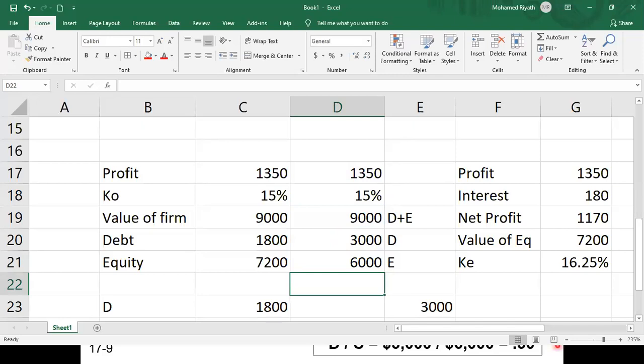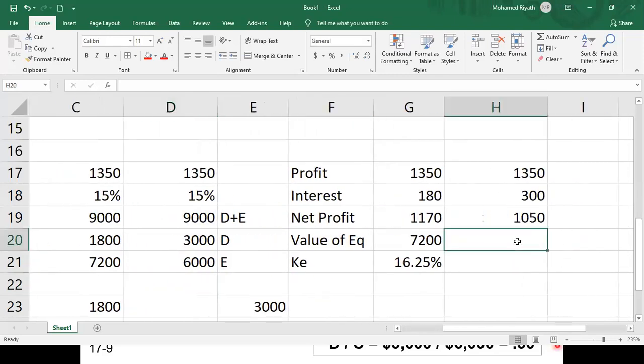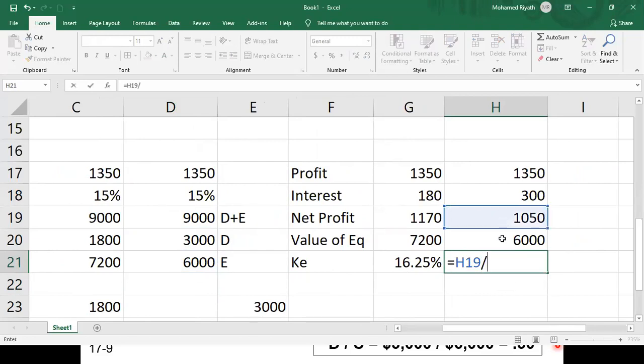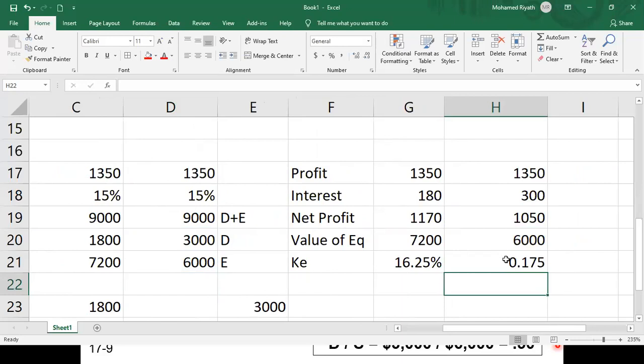Right? Now the value of equity is 6,000. Then how much is the cost of equity? 17.5%. Are you all agreed on these calculations?